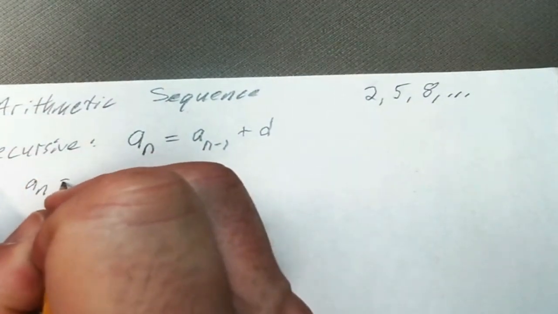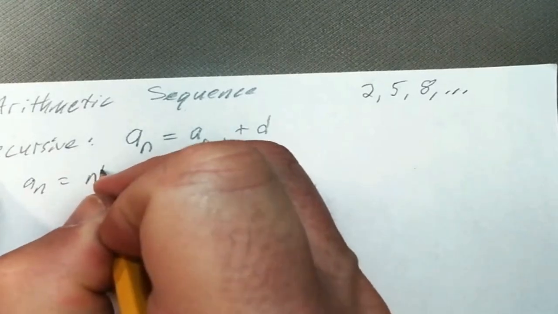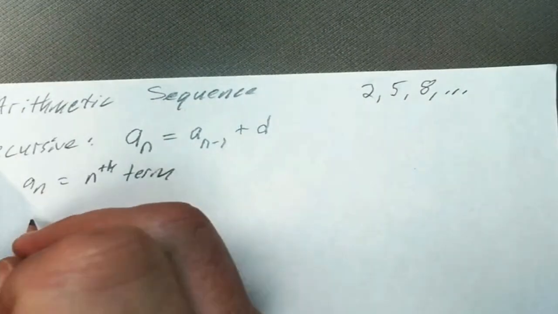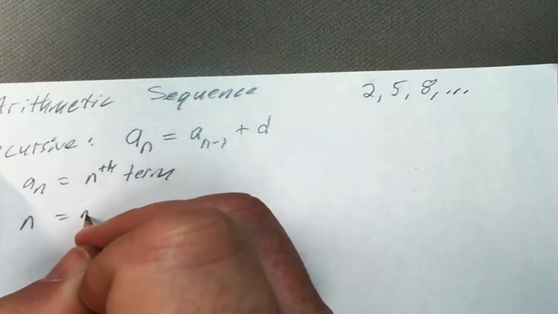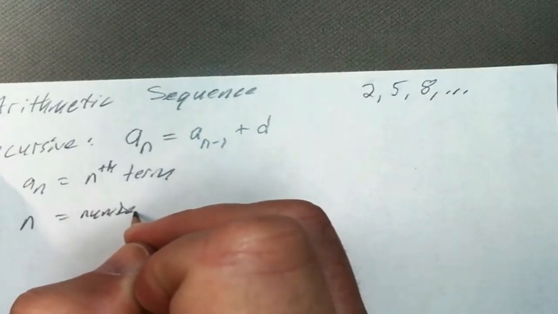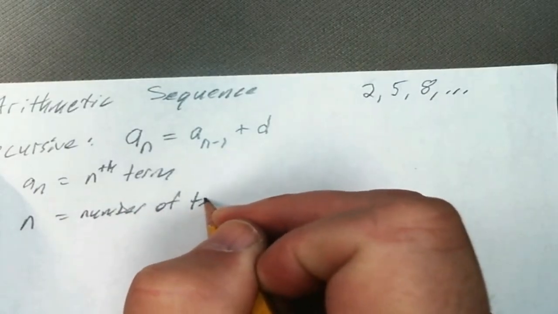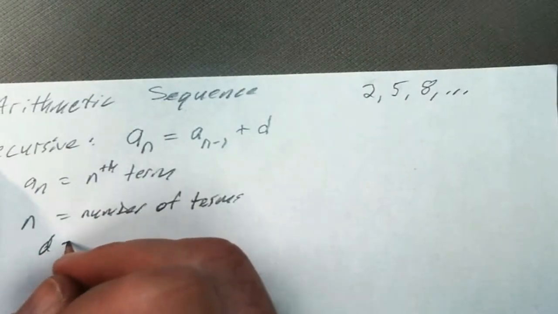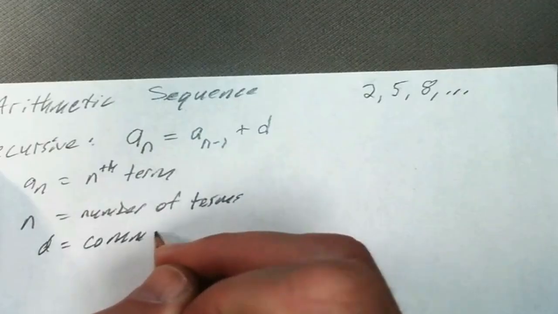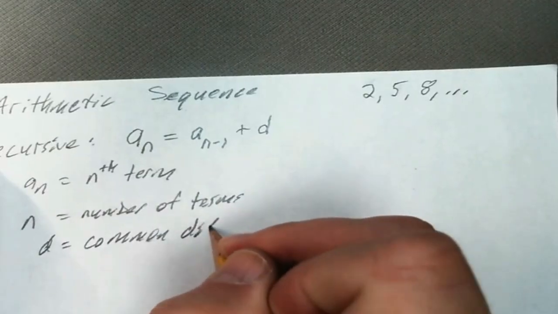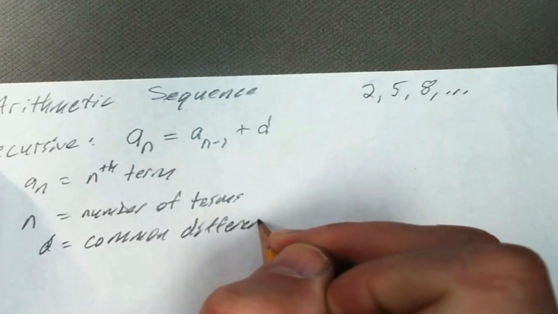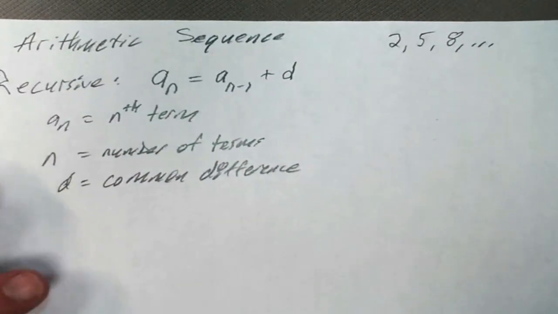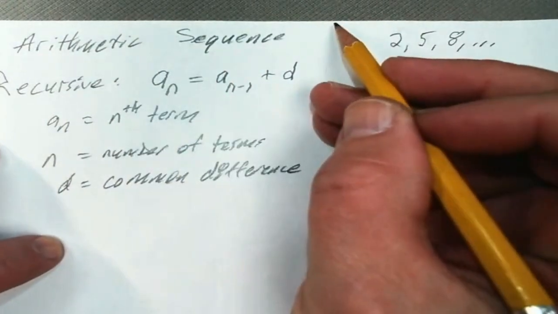A sub n is the nth term. N equals number of terms. D is the common difference. So just so we have an idea of what we're talking about here.